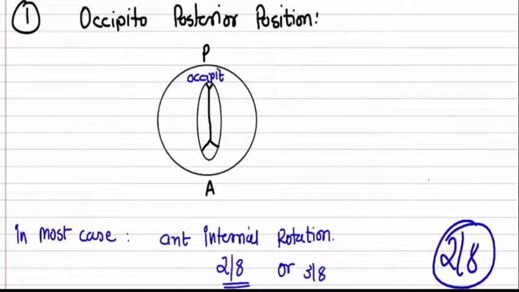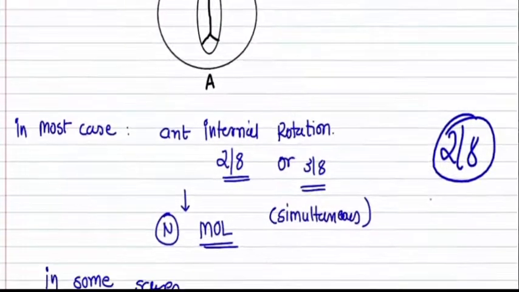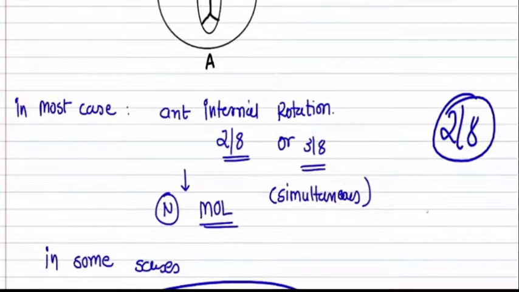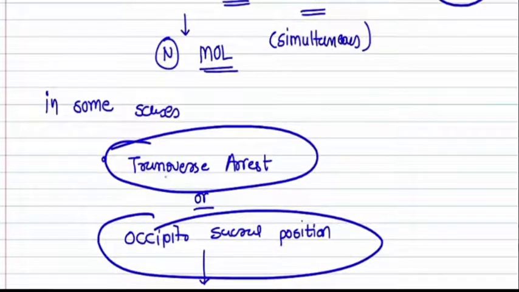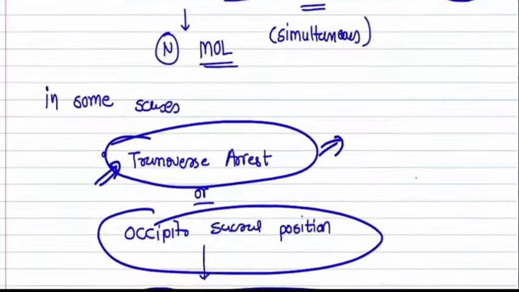So the mechanism of labor in this position, in most of the cases, is anterior internal rotation of 2/8 of the circle, and the baby gets delivered normally. In some of the cases, transverse arrest happens, in which you have to go for cesarean section, because in 99.99% of cases, progress of the labor will be stopped.